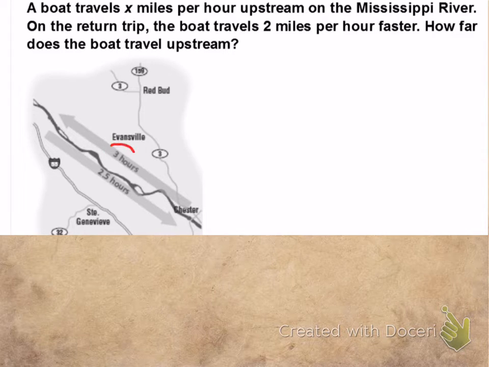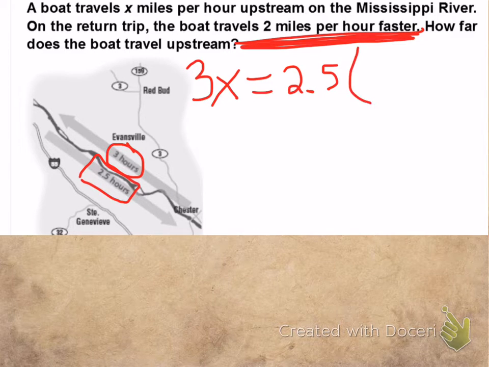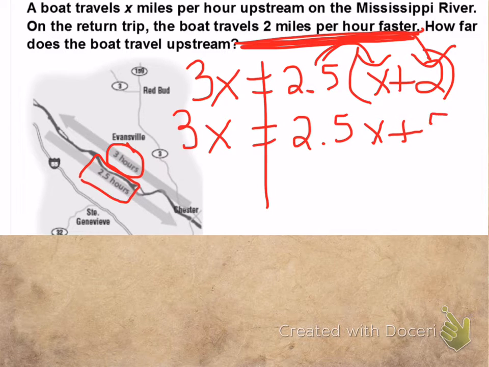So upstream, I see, is 3 hours. So that's going to be 3x. And we're going to have that equal to the boat travels 2 miles per hour faster on the return trip. So on the return trip, it's 2.5 hours. So we're going to do 2.5, and in parentheses, x plus 2. It's 2 miles faster. So once again, we're going to distribute. So it equals 2.5x. And 2.5 times 2 is 5.